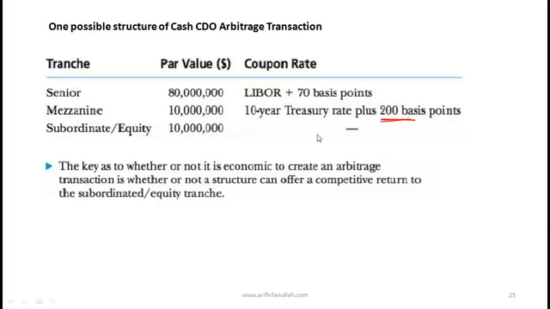Yeah, this is residual interest. This is like saying, okay, whatever profit there is, you can think of these guys as the owners. So whatever benefit comes out goes to this entity. The key as to whether or not it is economic to create an arbitrage transaction is whether or not a structure can offer a competitive return to the subordinated equity tranche.